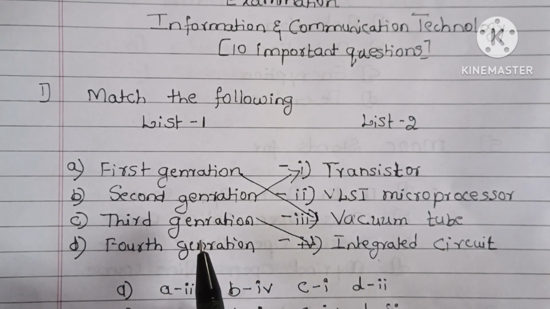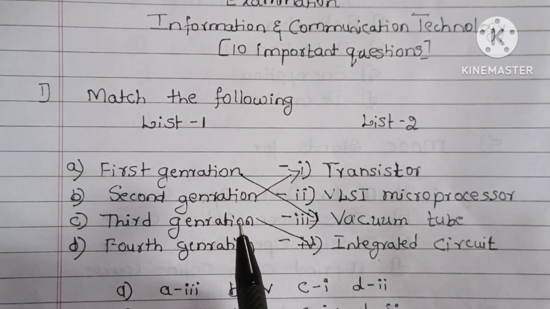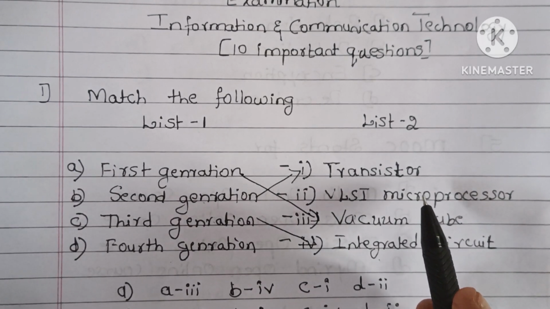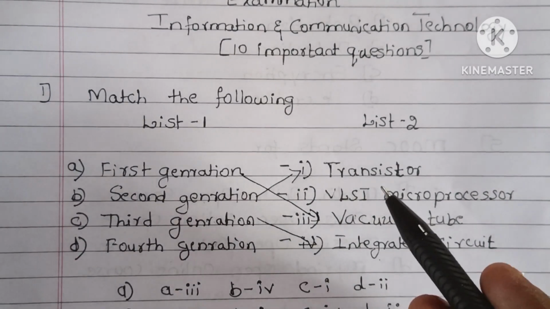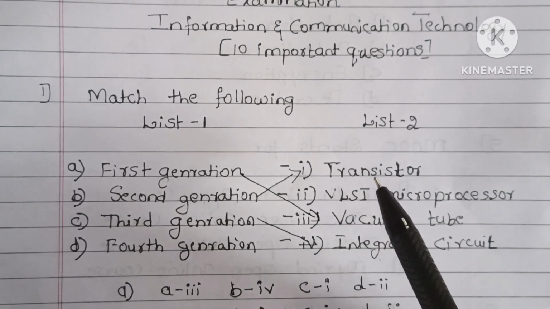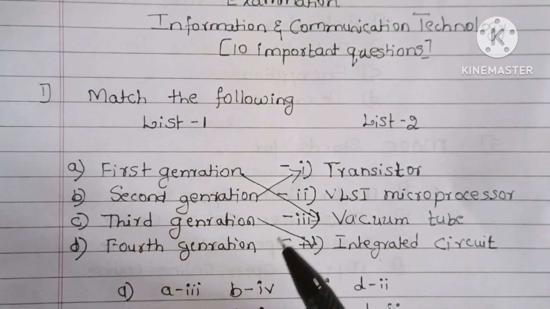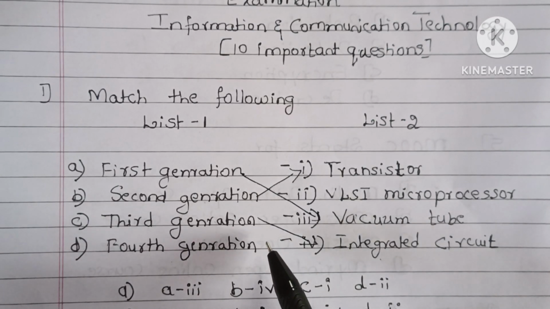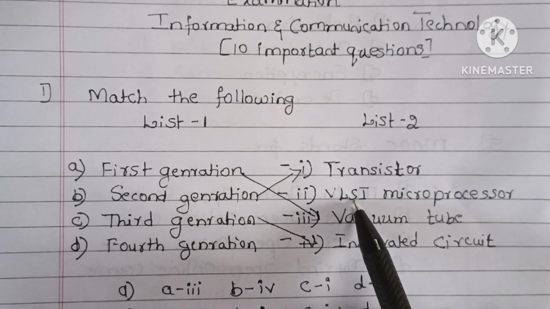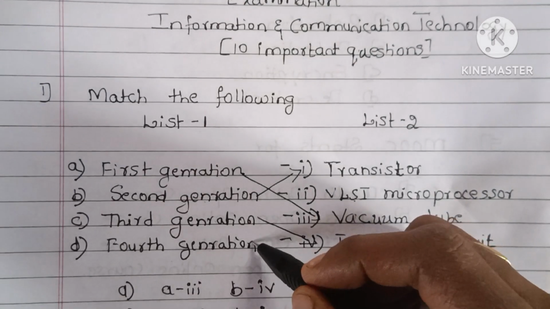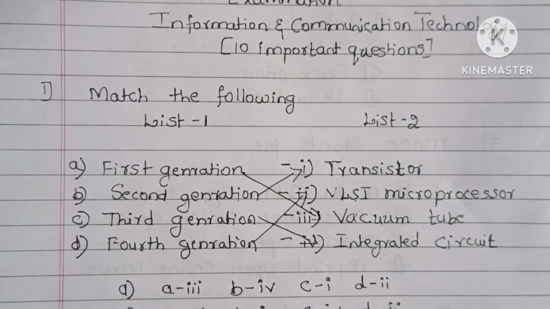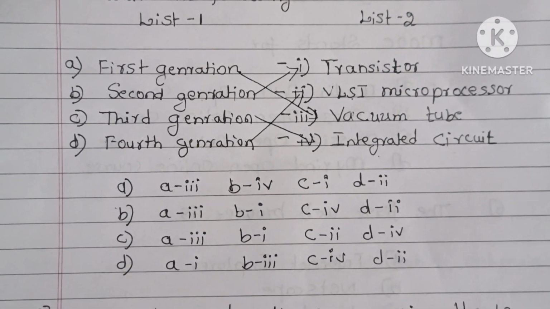Next, the fourth generation. In the fourth generation, computers used VLSI microprocessors, which were first introduced in the year 1971 and formally in 1981. In the fourth generation they are using VLSI microprocessors. So option B.